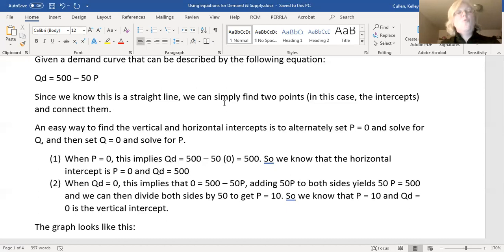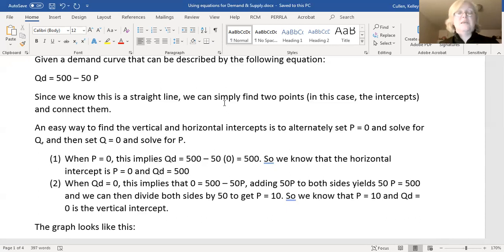Piece of cake. What we remember is that when we're going down that demand curve, when it crosses the axes, the value for the other axis is 0, right? So in order to find the x-intercept along that horizontal x-axis, we have to set the y variable to 0, and vice versa. To find the y-intercept, you set the x variable to 0.